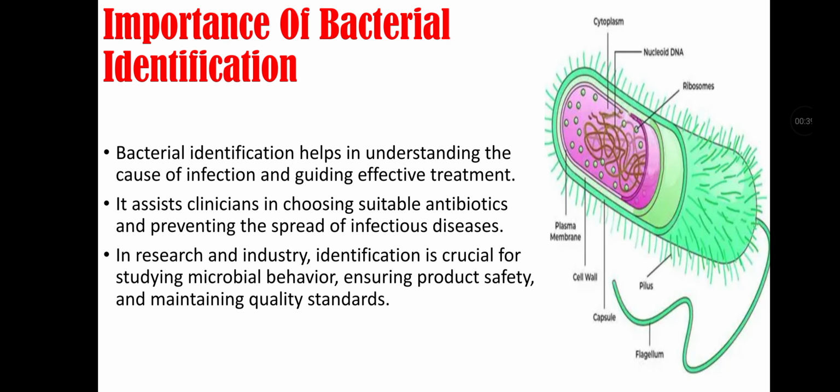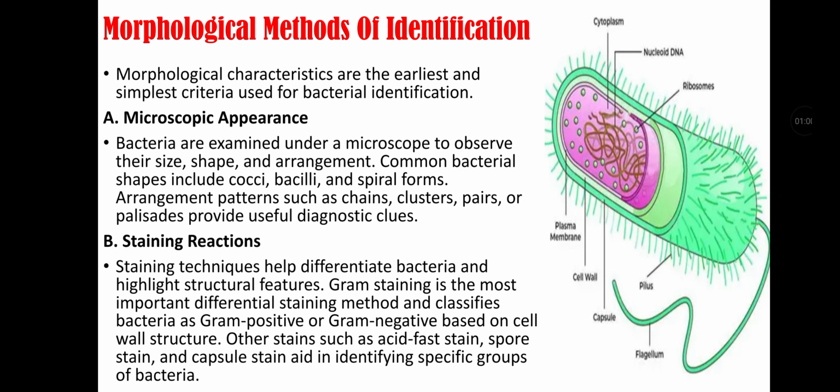Importance of bacterial identification. Bacterial identification helps in understanding the cause of infection and guiding effective treatment. It assists clinicians in choosing suitable antibiotics and preventing the spread of infectious disease. In research and industry, identification is crucial for studying microbial behavior, ensuring product safety, and maintaining quality standards.